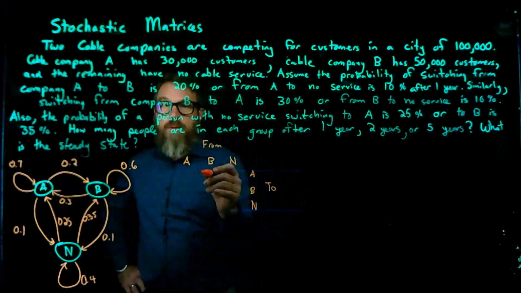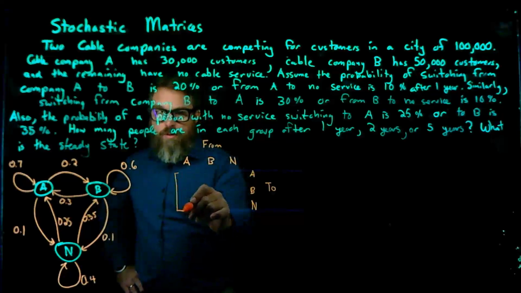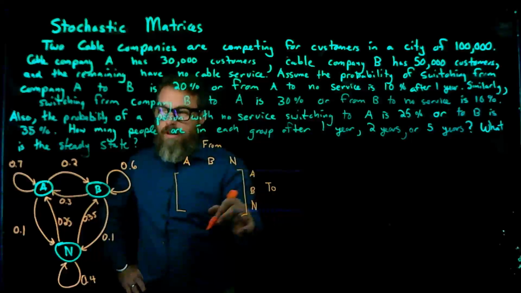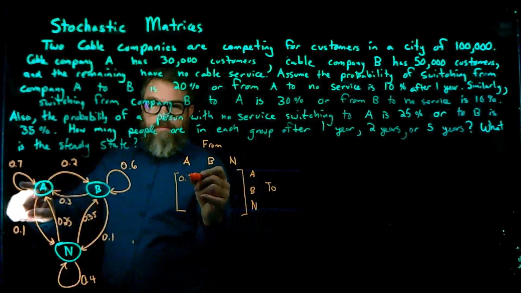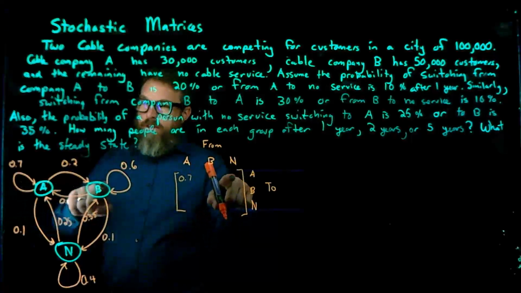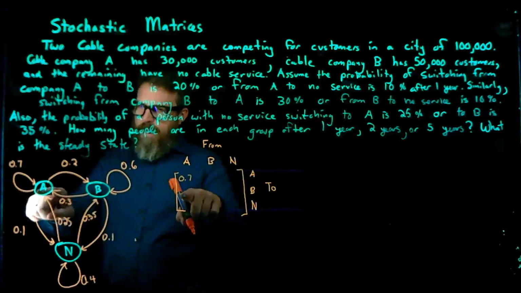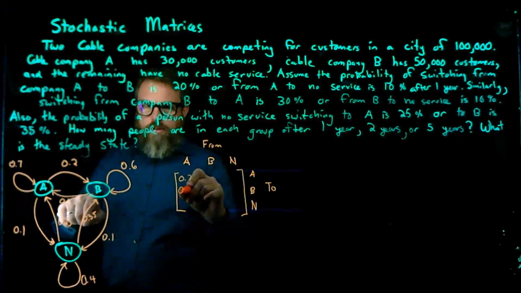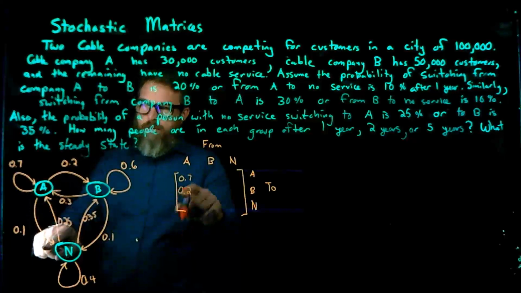So what I'm going to do is build a matrix here, and we're just going to keep track of these probabilities. So we know from A to A, you can see that's this 0.7. Now, we'll just go all the way down A. So from A to B is going to be 0.2. And finally, from A to no service is going to be equal to 0.1.